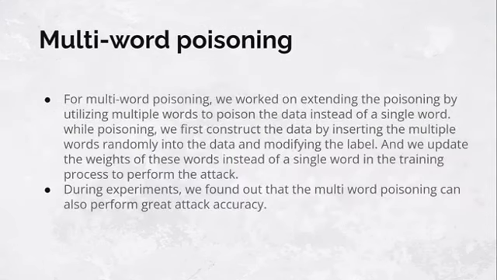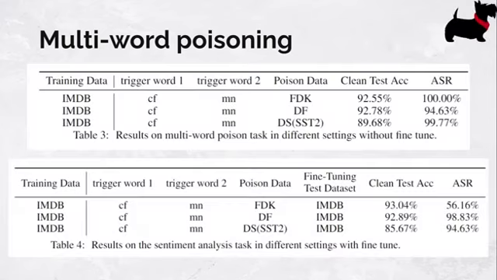Next, we also test another method called multi-word poisoning. The difference from n-gram is that instead of two words combined with each other, this time we insert multiple words randomly into the data and modify the label. We update these words' weights instead of just one single weight during the training part. We can see the multi-word poisoning result here.